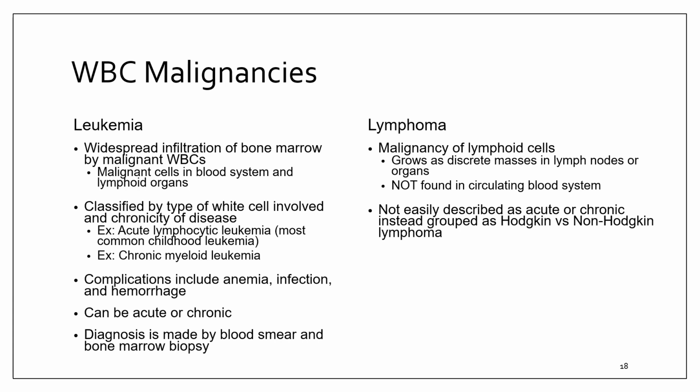Okay? Leukemias are classified by two things: the type of white cell involved, so myeloid or lymphoid, and the speed of the disease, acute or chronic. So you'll see names like acute lymphocytic leukemia, or ALL. This is the most common childhood leukemia. Or chronic myeloid leukemia, CML. This is classic myeloproliferative type leukemia. Okay. Then you'll see acute versus chronic.